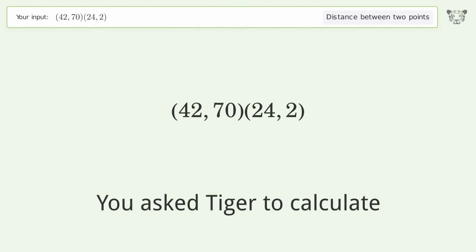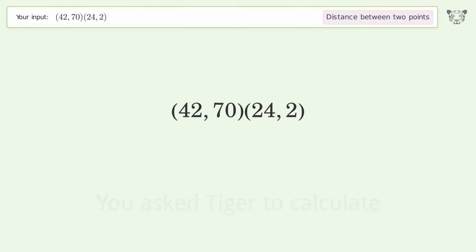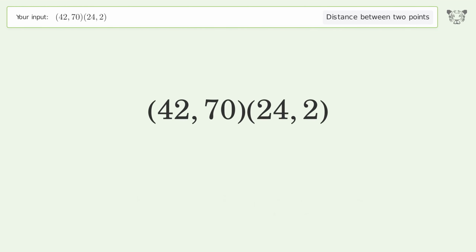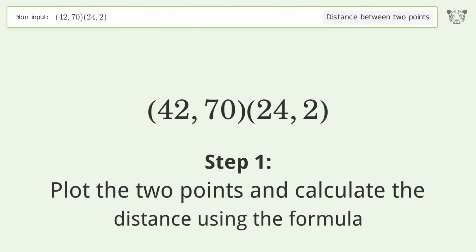You ask Tiger to calculate. This deals with the distance between 2 points. The distance between the 2 points is the square root of 4,948, or 70.342. Let's solve it step by step. Plot the 2 points and calculate the distance using the formula.